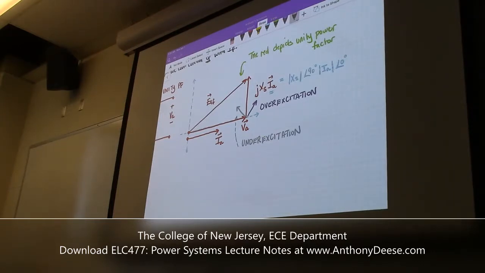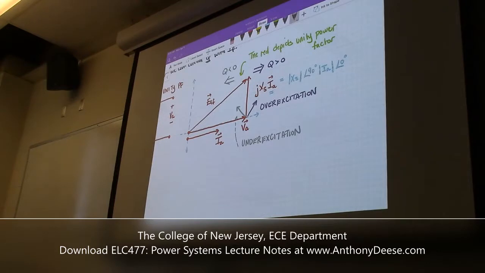Here, Q is going to be greater than 0. Over here, Q is going to be less than 0. So the terms overexcitation and underexcitation reference the amount of DC current that's applied to the field winding, but they also directly reference the Q value.